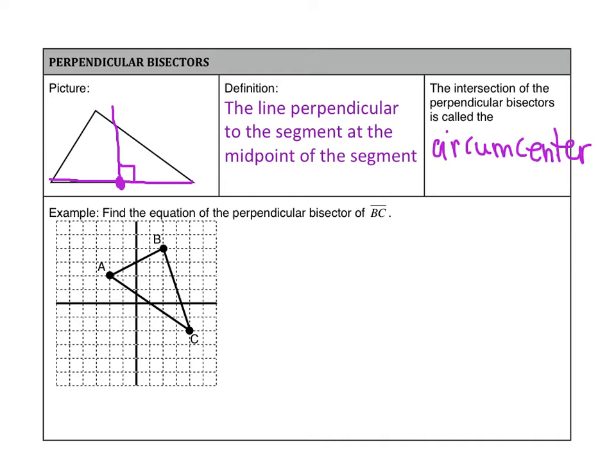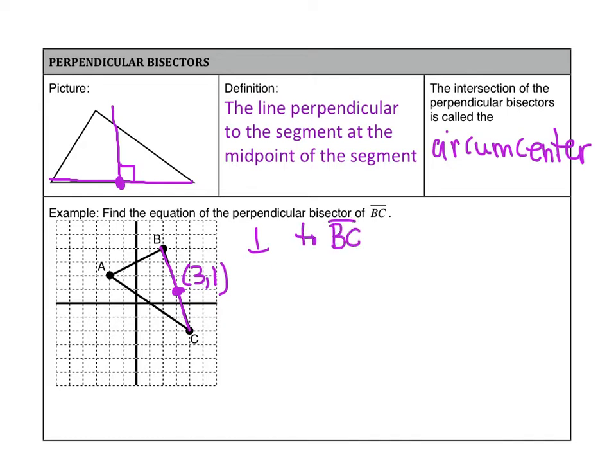For this example, we will be finding the perpendicular bisector of BC. We will need the midpoint of BC, but we found that in the last example, so we will just carry down the fact that (3, 1) is the midpoint. We now need a line that is perpendicular to BC.